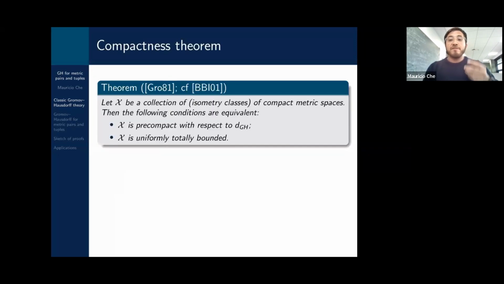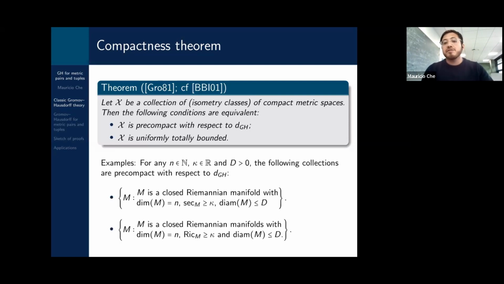Okay, now that is enough to formulate the compactness theorem that I mentioned before. This is basically a characterization of pre-compact collections of metric spaces in the Gromov-Hausdorff topology. It says that such a collection of compact metric spaces, or isometry classes of compact metric spaces, is pre-compact with respect to the Gromov-Hausdorff distance if and only if it is uniformly totally bounded in the sense of the previous slide. And just to give you examples of pre-compact classes of this kind, which are relevant precisely for Riemannian geometry, are the following.